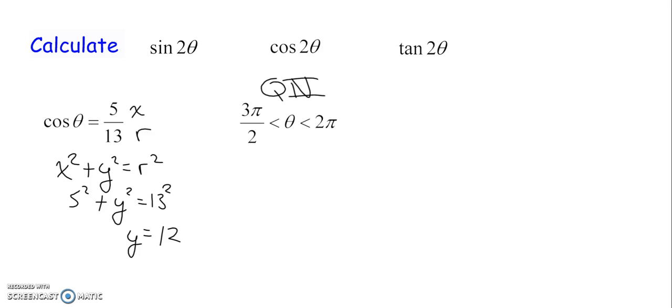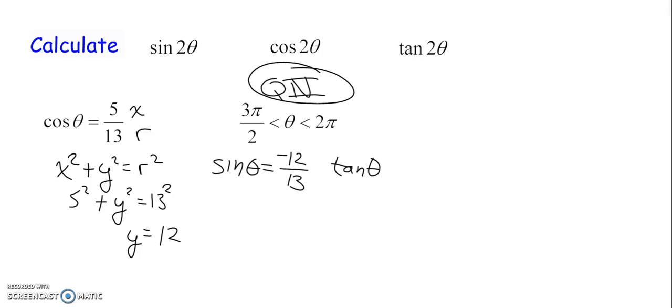The question is, is 12 positive or negative? Well, we know the sign of sine in quadrant 4, so sine theta is going to be equal to negative 12 over 13. We also know tangent theta. Tangent theta is y over x, which would be negative 12 over 5. This is all information we are now going to use to be able to solve using our formulas.